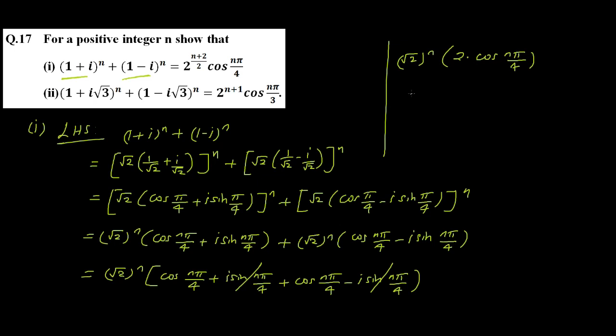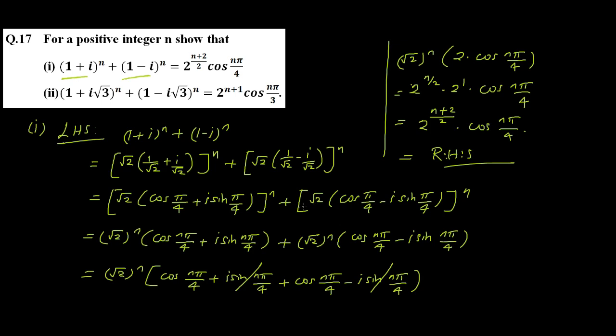Now root 2 power n I can write as 2 to the power n by 2, into 2 to the power 1, into cos n pi by 4. Now 2 to the power (n by 2 + 1) can be written as 2 to the power (n + 2) by 2, into cos n pi by 4. This is my RHS given in the question. Hence proved. Note it down. Let's go to the second part of the question.